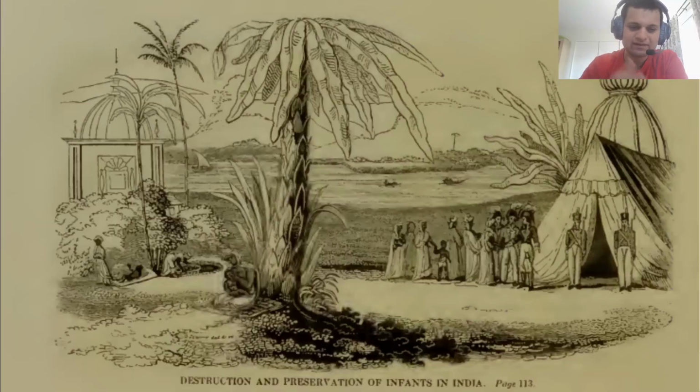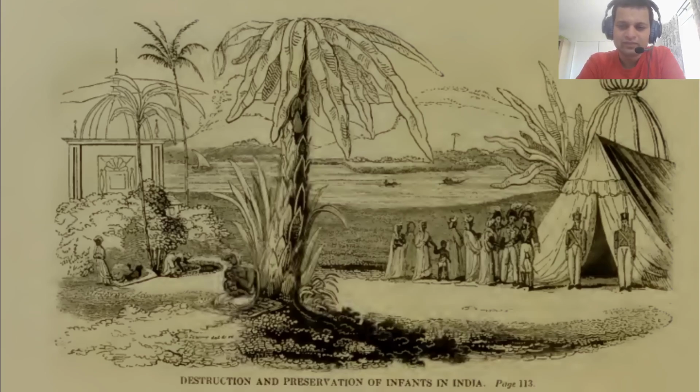So again, this is another woodcut from the same missionary pamphlet. Destruction and preservation of infants in India. What the Hindu mothers are doing is throwing their children in the Ganga, and it's the British soldiers and the company who are protecting them.